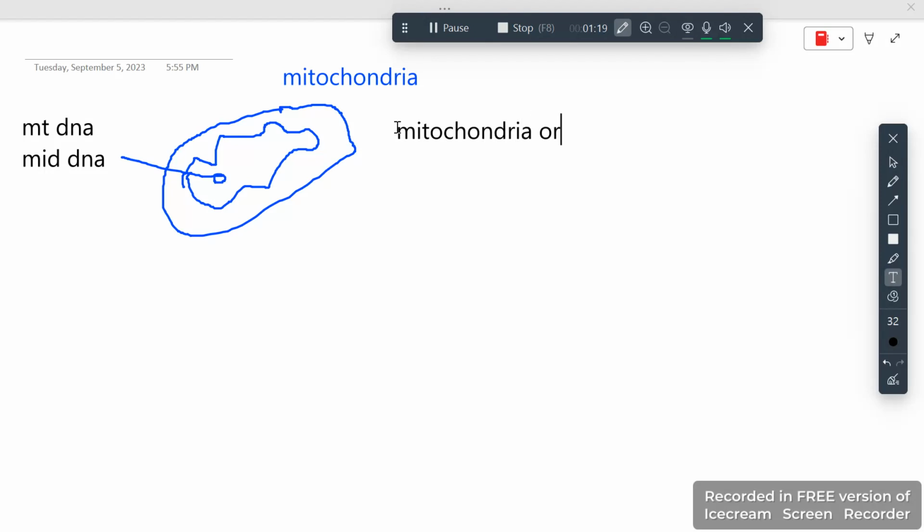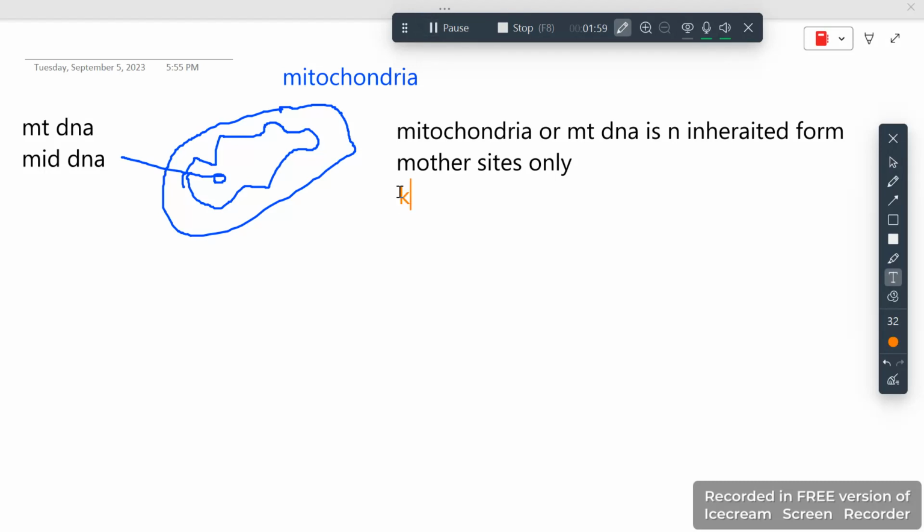Mitochondria, or the mtDNA, is inherited. How? It always comes from the mother's side. When the egg and sperm fuse, this won't come from the sperm, but will come from the mother's side only. So yes, I just wanted to discuss this very important point in mitochondria.